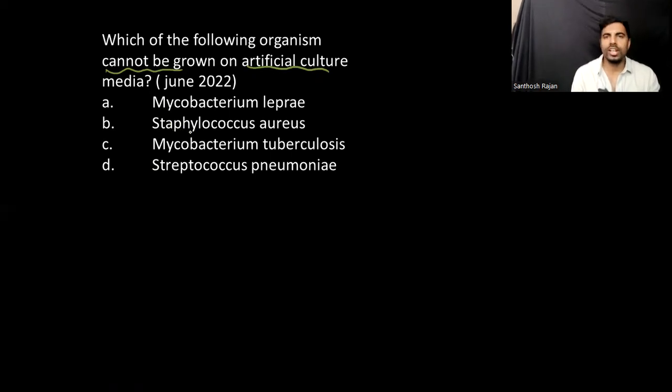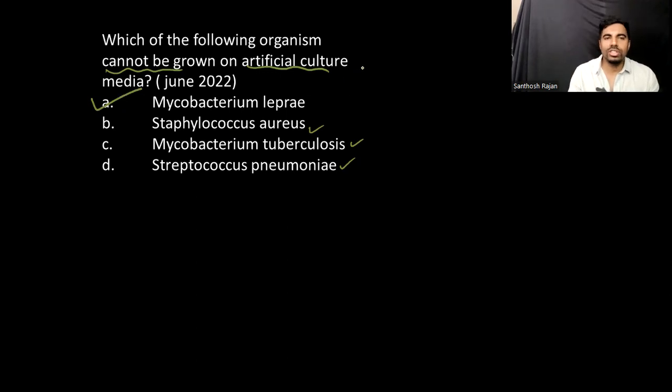Staph aureus, definitely yes, we have artificial culture media. We can grow it in blood culture, MacConkey, everywhere. Tuberculosis, we just saw the LJ media, so it grows in LJ media. Strep pneumoniae grows in chocolate agar and some special media, blood agar, chocolate agar. So leprosy is the one, you can't grow it.